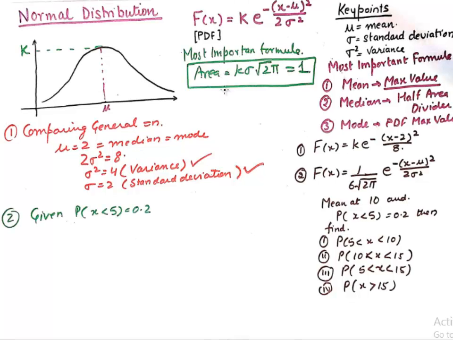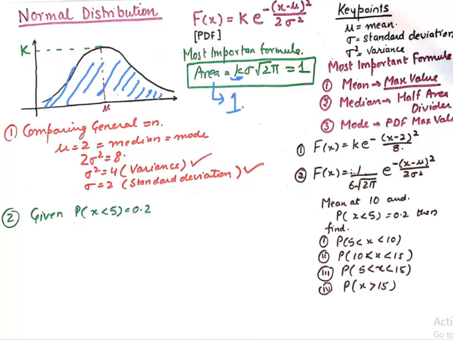And this is the most important formula for normal distribution, that the area under the curve is given by k sigma under root 2 pi, and the area is always equivalent to 1 unity. The entire probability covered by this area will be 1. So from there you can also find the value of k, because now that you know sigma, you simply need to put it equivalent to 1. So you can also find k, which is the maximum probability.